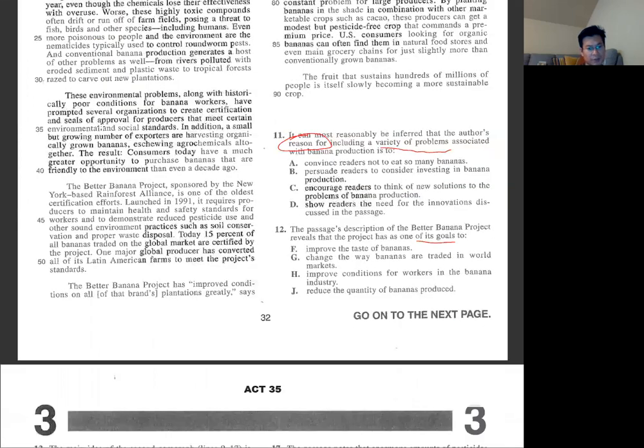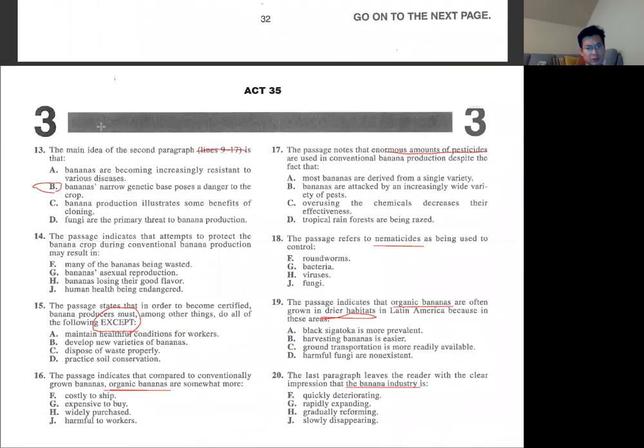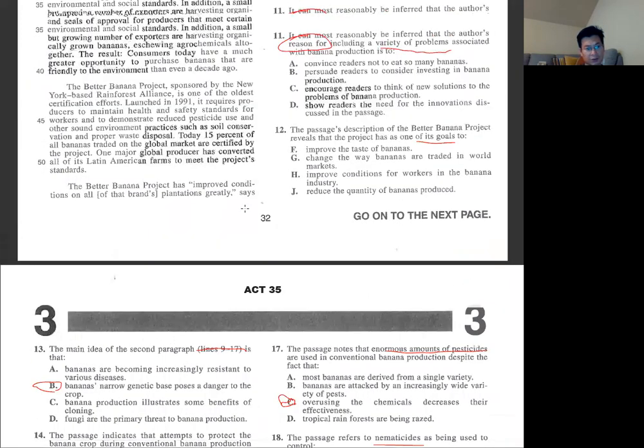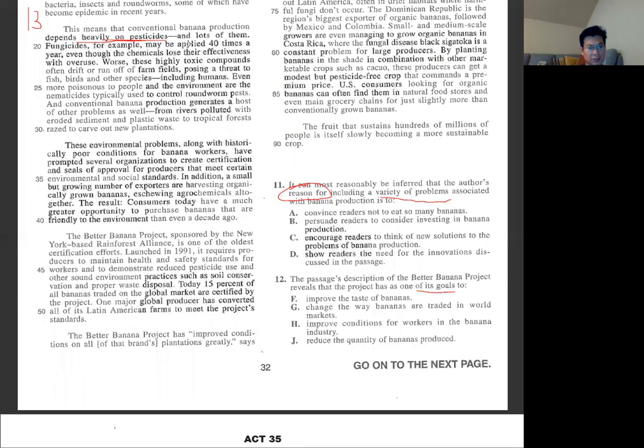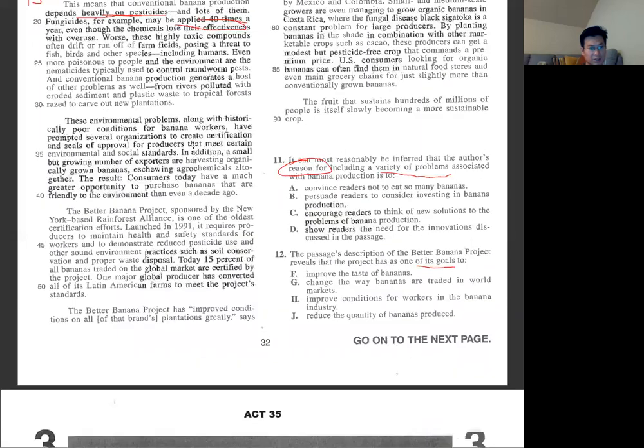Okay, the pesticides. If you remember what the pesticides question was, it'll be easier to do, which is 17. It talks about the enormous amount of pesticides. So if you think about this question now, C, overusing, 40 times it talks about, right? So if you go to line 21, it says applied 40 times a year, and then lose effectiveness. That's why it is C. And then move on to the next paragraph.